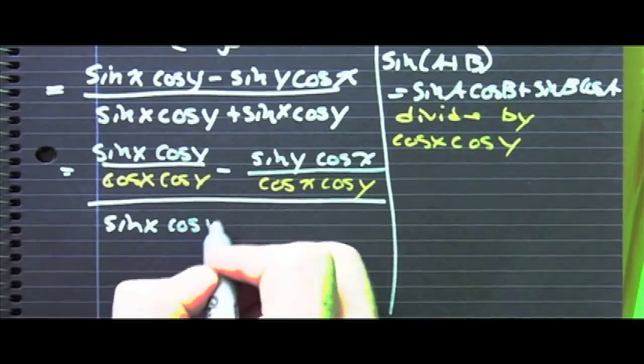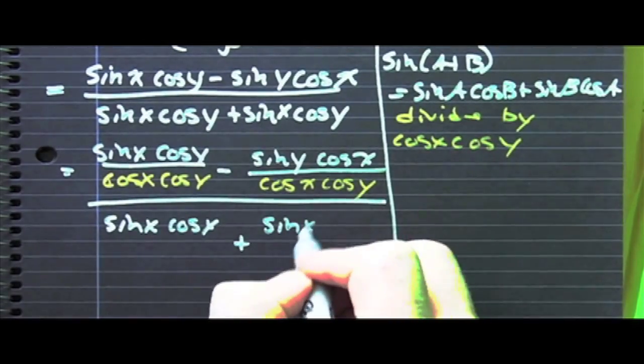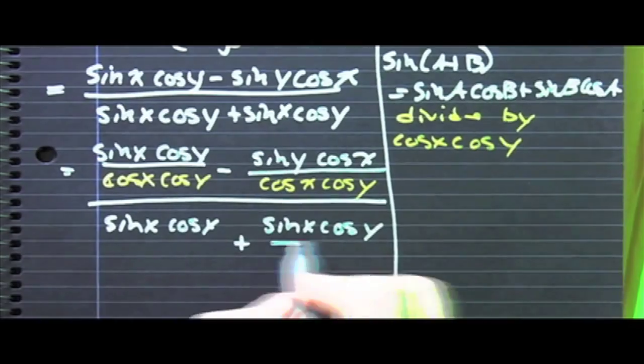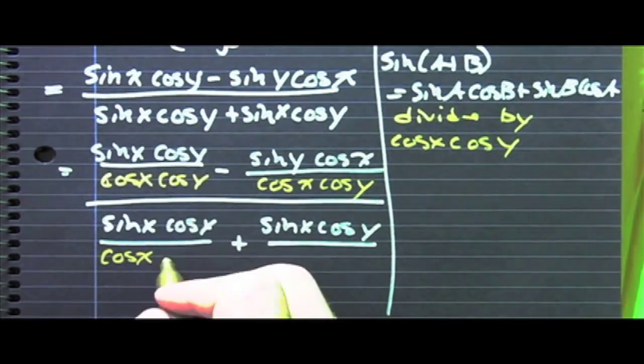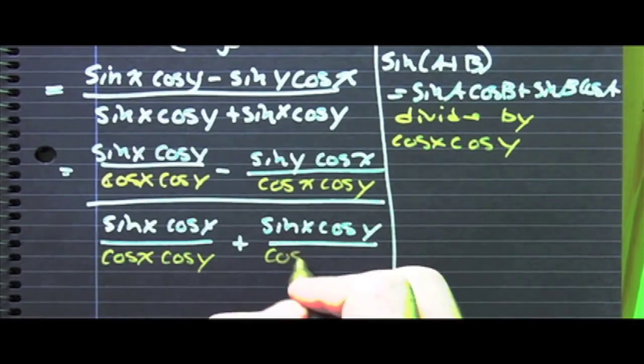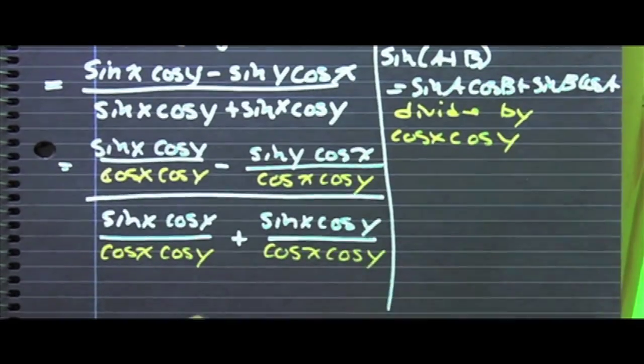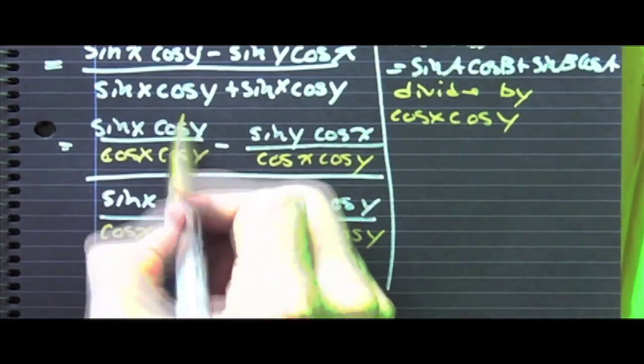Alright? The sine x cosine y, sine y cosine y, divided by cosine x cosine y, cosine x cosine y. And now we're left with dramatic reduction.